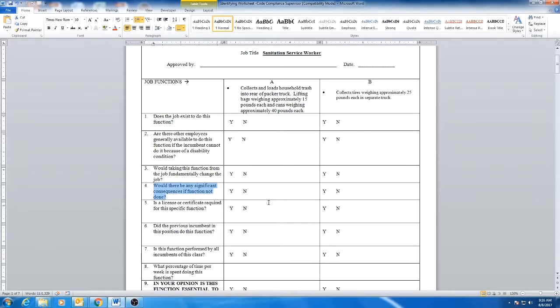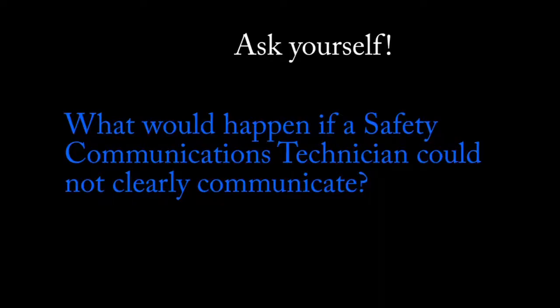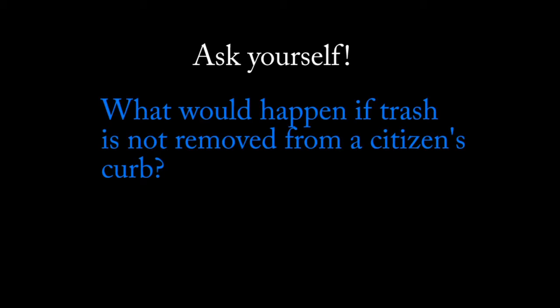So for this question, let's look at these examples. What would happen if a safety communications technician could not clearly communicate? What would happen if trash is not removed from a citizen's curb? These are the kinds of questions that you want to ask yourself to really think about if there are any consequences of the job not being done.